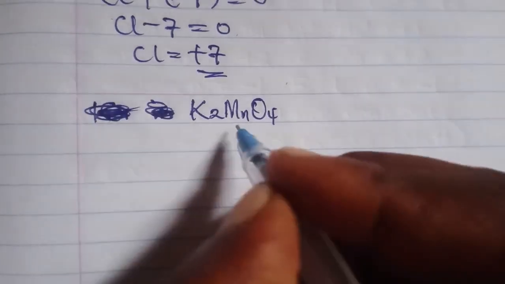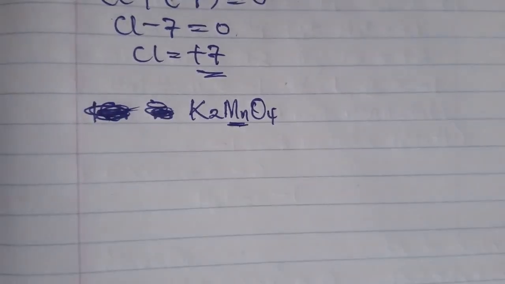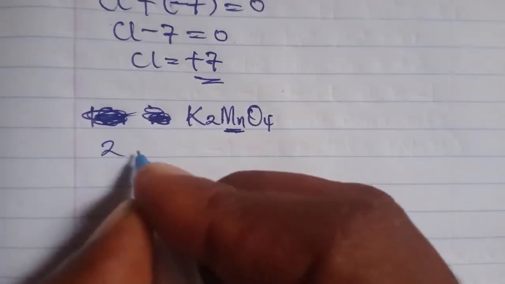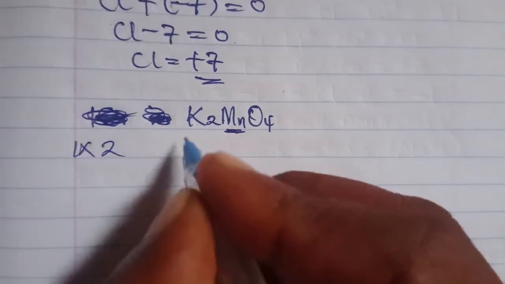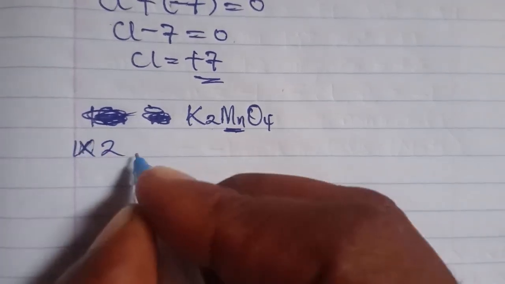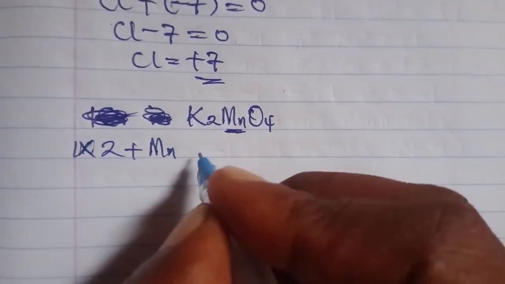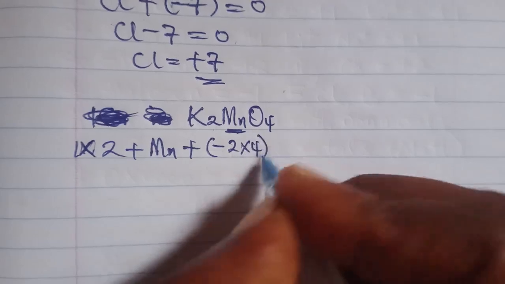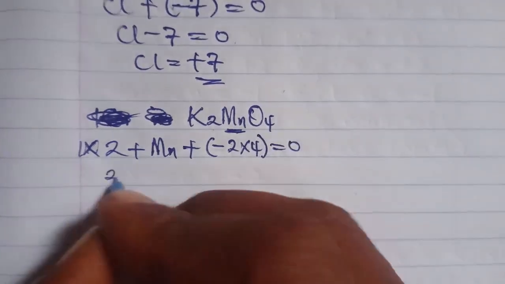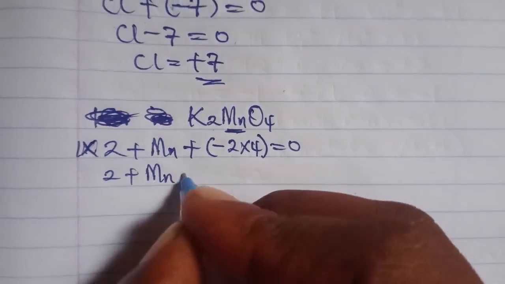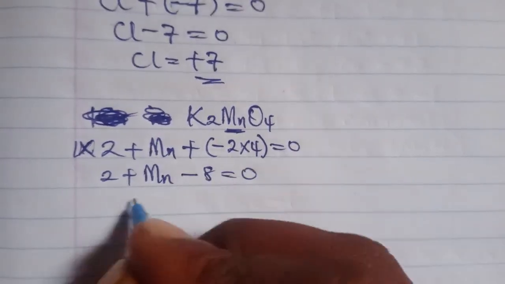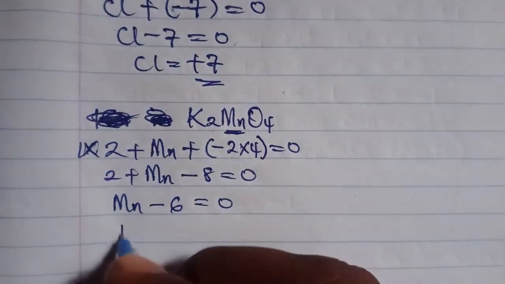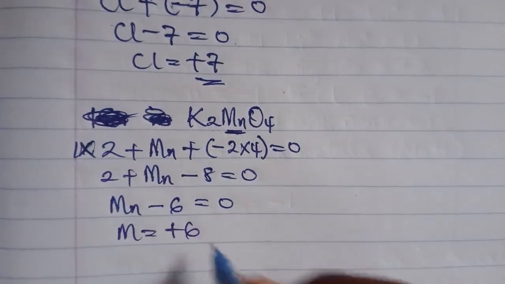The next one is to find the oxidation number of manganese in this compound. That's 1 times 2, plus the oxidation number of manganese, plus negative 2 times 4, equals 0. Here it is 2 plus manganese minus 8 equals 0. So manganese minus 6 equals 0. So manganese equals plus 6.